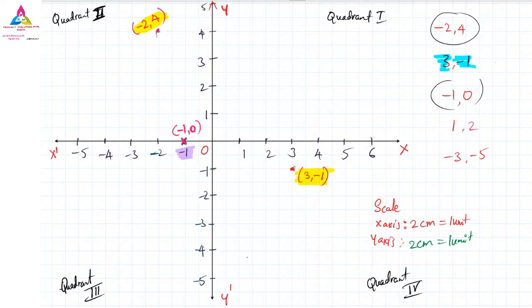Similarly, next one we have 1 and 2. The 1 and 2 is very important. 1 is the x-axis here and 2 is the y-axis over here. The both of them are meeting here. Okay, this will meet over here. This point is very important.